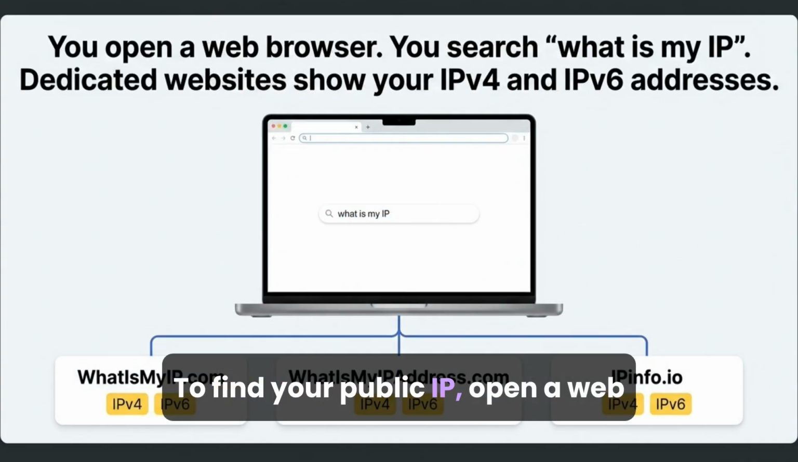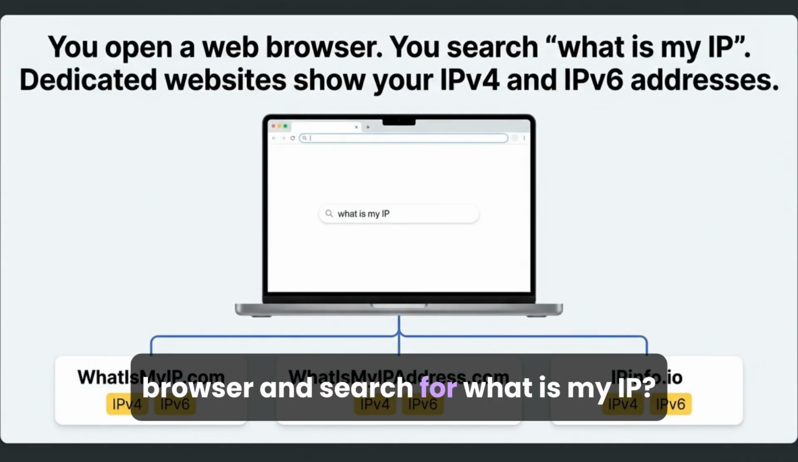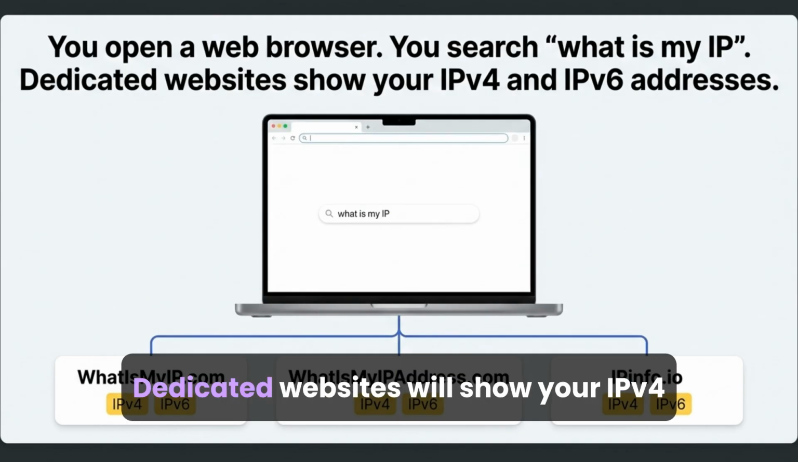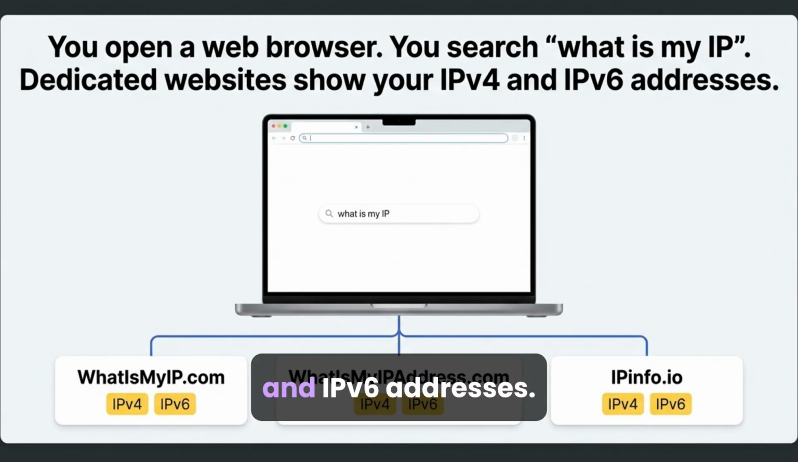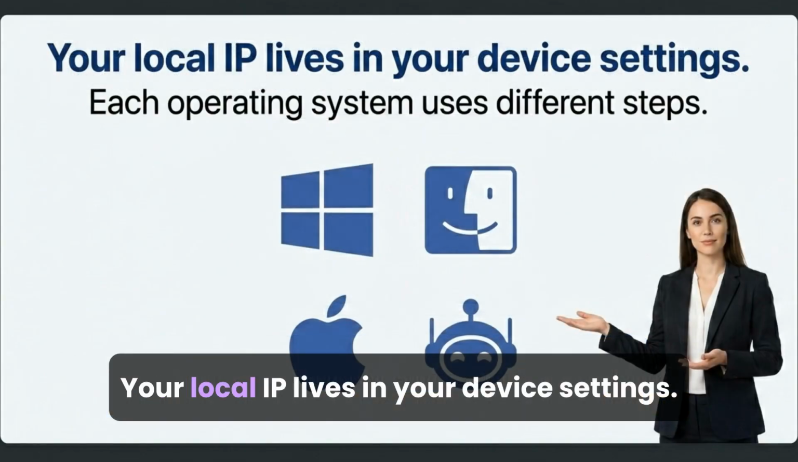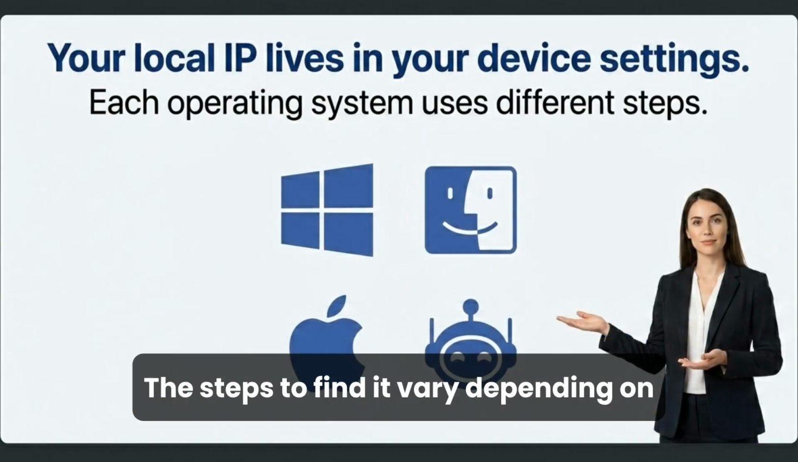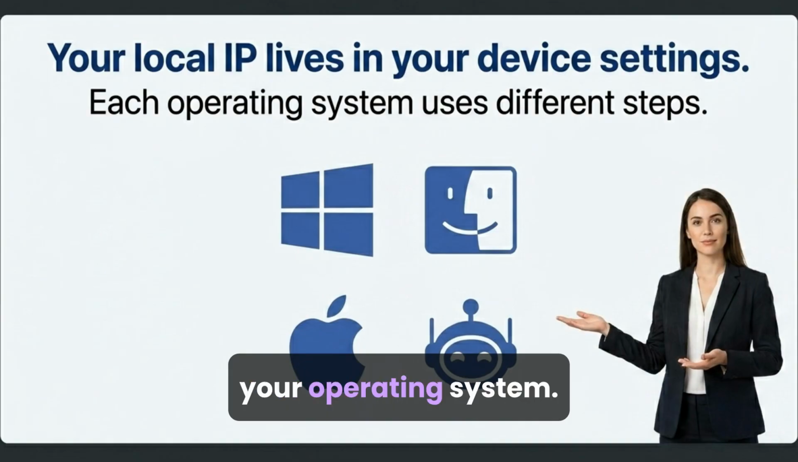To find your public IP, open a web browser and search for "What is my IP?" Dedicated websites will show your IPv4 and IPv6 addresses. Your local IP lives in your device settings. The steps to find it vary depending on your operating system.